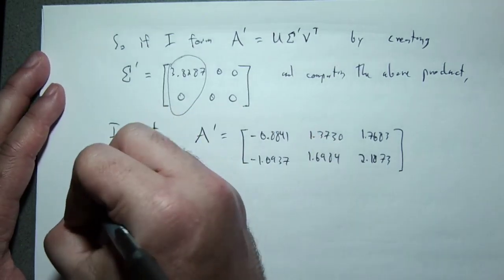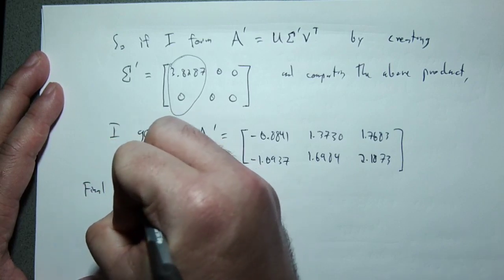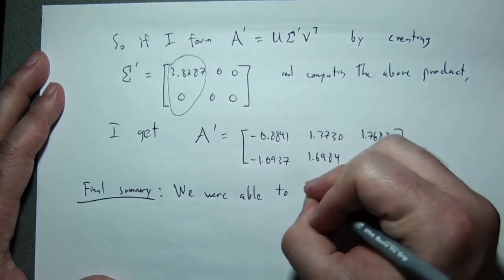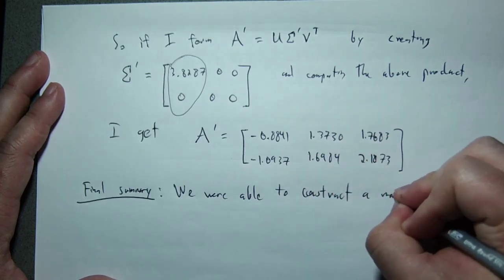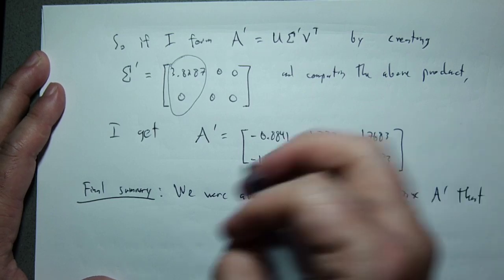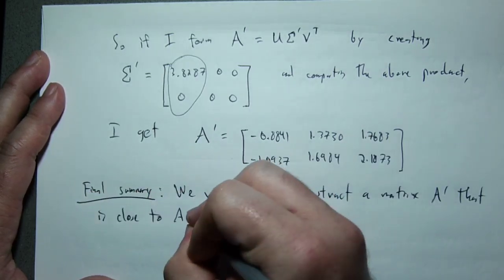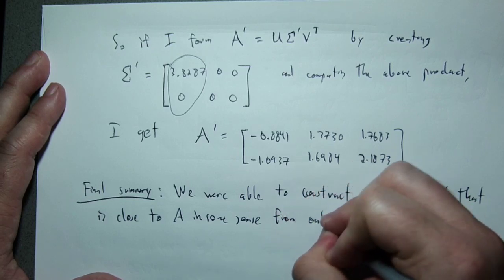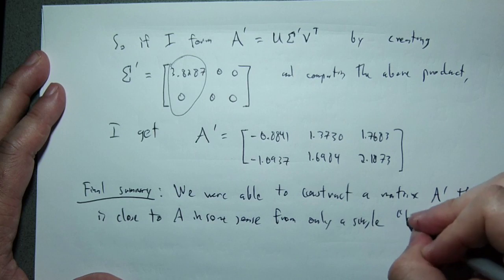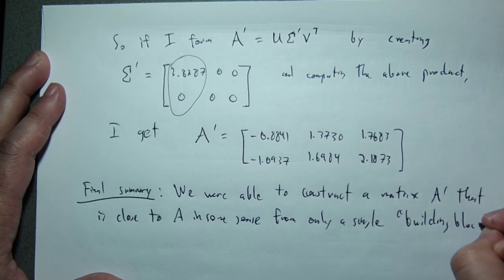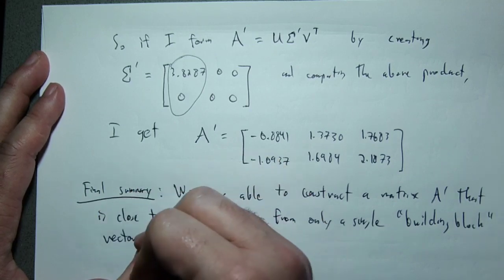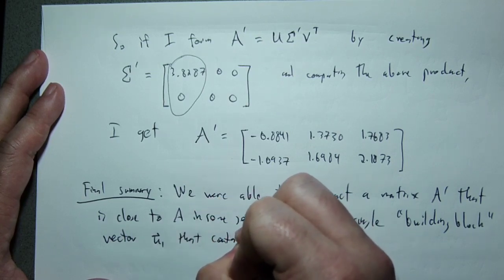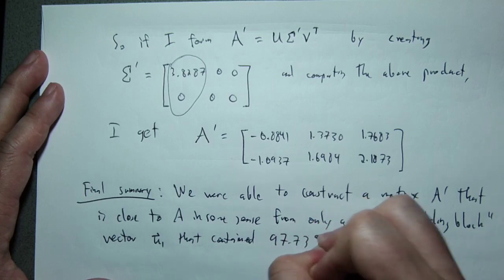So maybe a final summary for this example: we were able to construct a matrix A prime that is close to A in some sense from only a single building block vector, U sub 1, that contained 97.73% of the total variance of the data.